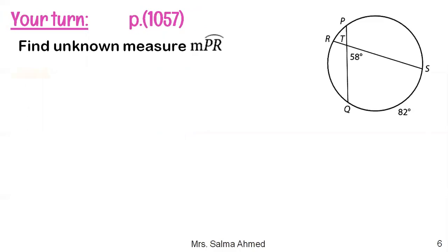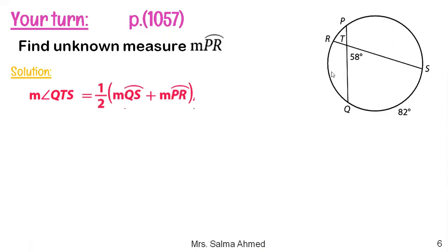Let's have another one. Find the unknown measure of arc PR. So now I need to find this arc PR. The given here is the interior angle, but I can use the same theorem to find this arc. So the measure of angle QTS is equal to half this arc plus that arc, as the theorem is saying. So it will be half times the measure of arc QS plus the measure of arc PR.